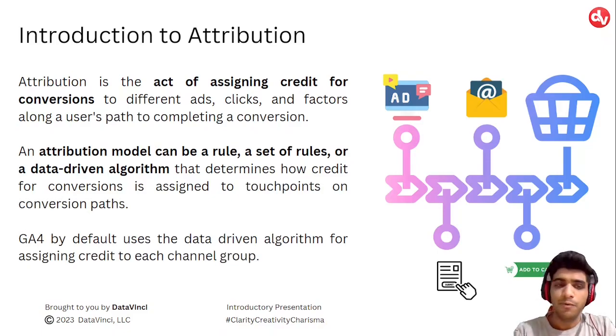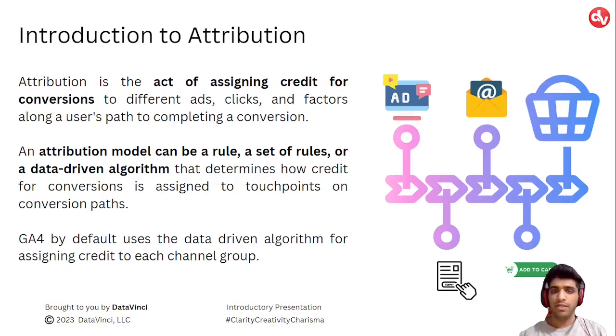Talking about attribution, what exactly is attribution? Attribution is the act of giving credit to the different ads, clicks, and factors along a user's path to conversion. So how exactly would you give credit? For that, you would be using an attribution model. An attribution model can be as simple as a rule or a set of rules, or maybe even a data-driven algorithm that is powered by a machine learning algorithm in the back of the scene.